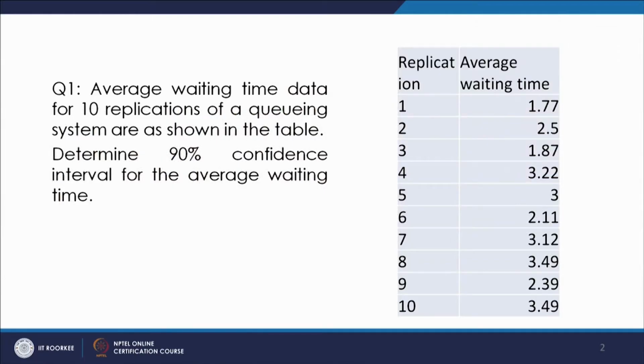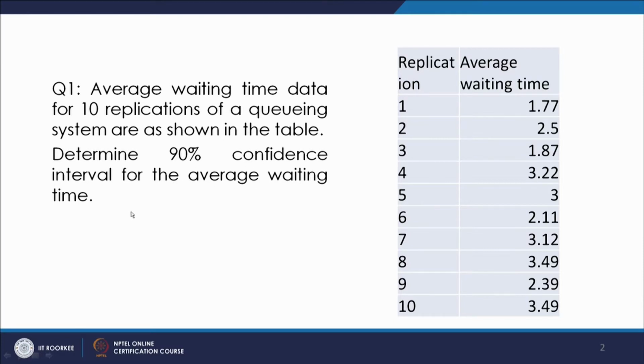So, the first question is about finding the confidence interval, and this is the output analysis for a single system. Here the problem tells that average waiting time data for 10 replications of a queuing system is shown. So, you have the 10 replications and this is the average waiting time data. What we have to find is the 90% confidence interval for the average waiting time.